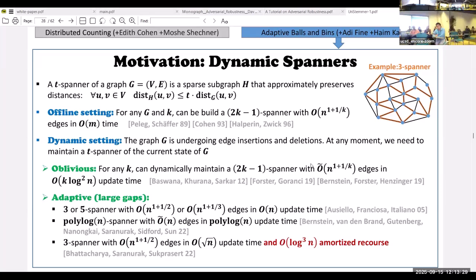So that's what they showed. What I'll tell you about now is a little bit about how we argue with this and give a simpler algorithm with lower recourse. The recourse will be log n instead of log cubed n. Okay, that's what I'll show you.